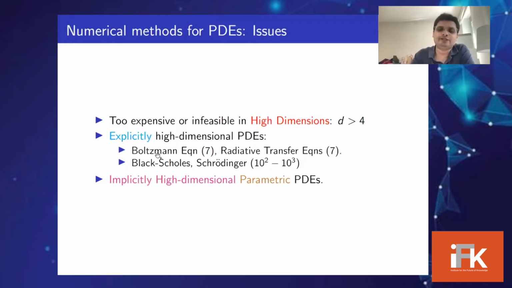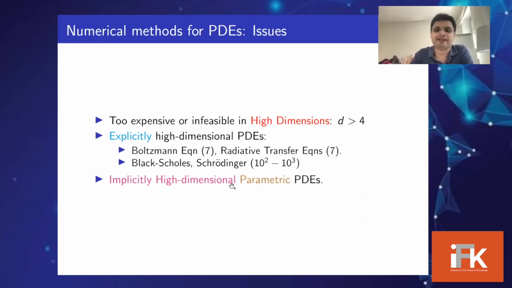For instance, in physics, you have the Boltzmann equation, which is 7-dimensional. You have radiative transfer equations. This is what we're going to talk about in a bit. Also 7-dimensional. And then you have Black-Scholes equations, Schrodinger's equations. These can be in tens of dimensions, hundreds or thousands of dimensions. So these kind of PDEs are called explicitly high-dimensional PDEs. And I will address them in the second part of my talk. But in the first part of my talk, I'm going to focus on something called implicitly high-dimensional PDEs.